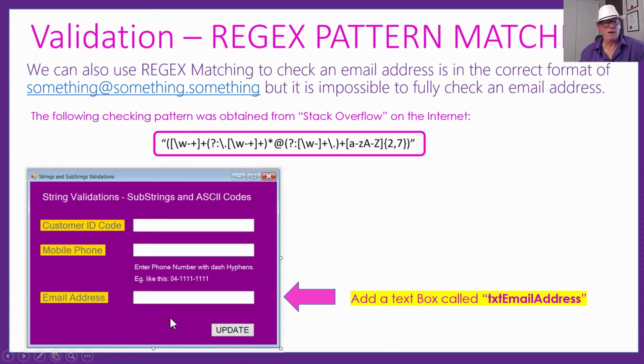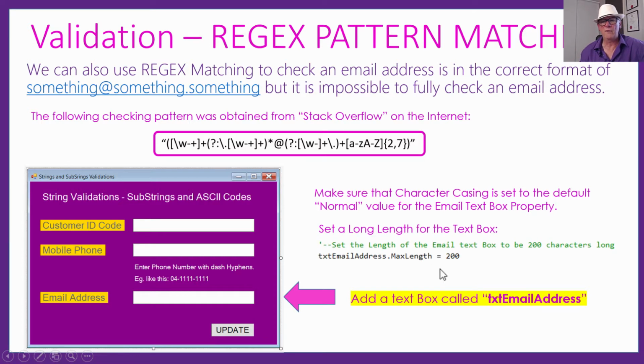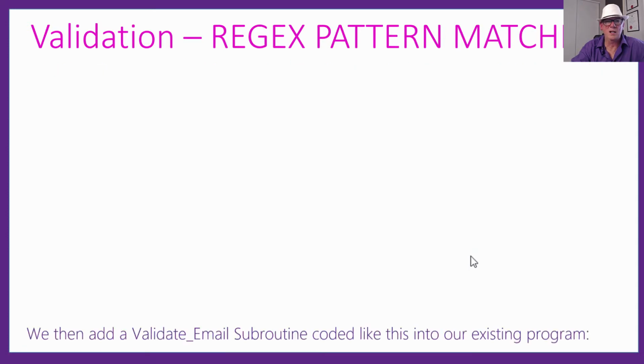So we add a text box onto our form where people can put their email address in, txtEmailAddress. Just make sure the character casing is right. If you've done Control-C, Control-V using the previous one, remember that had character casing turned on to upper, so that property will be turned on here. Make sure character casing is normal in the properties, and make sure the max length is pretty long. If you copied the previous one, it'll only be 12 maybe, because you set that in the properties. You need about 200 for an email address. They could be insanely long, so just leave it nice and big at 200. So get those two things set up on that text box as well. It needs to be called txtEmailAddress.